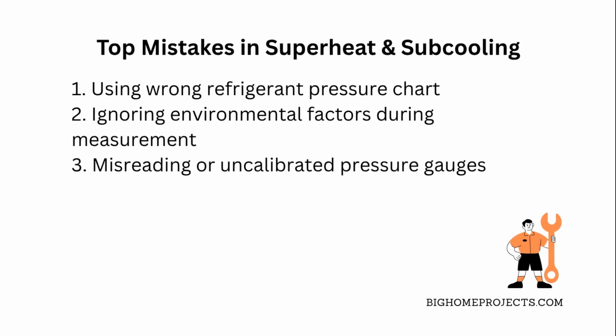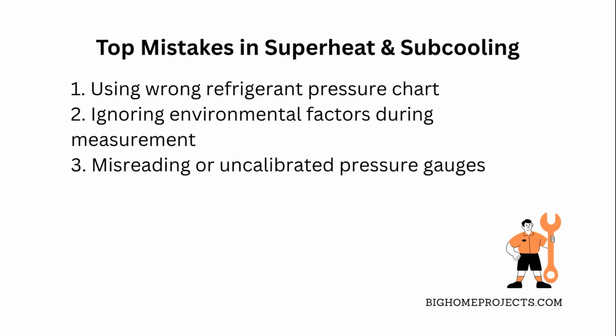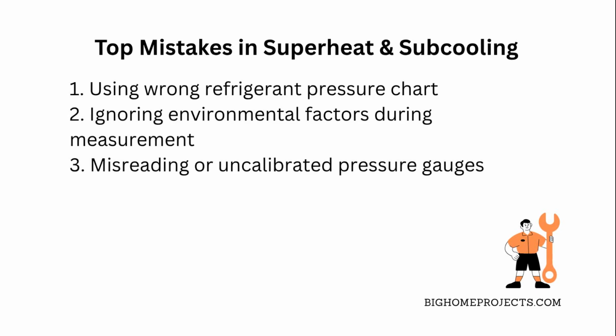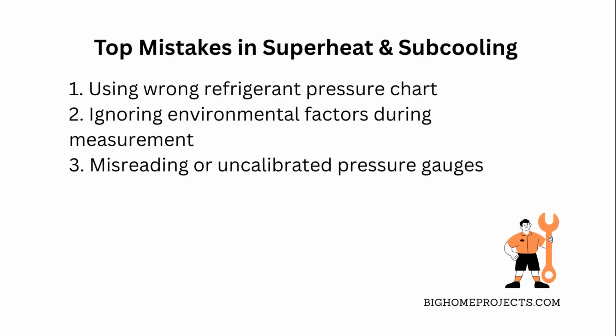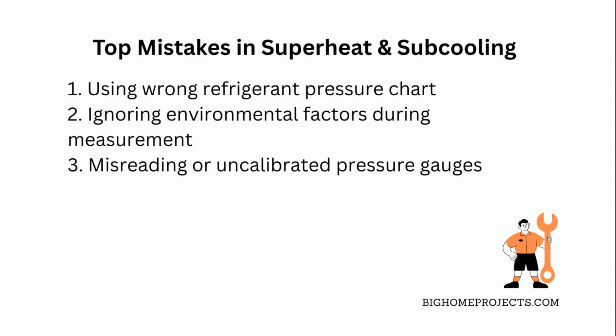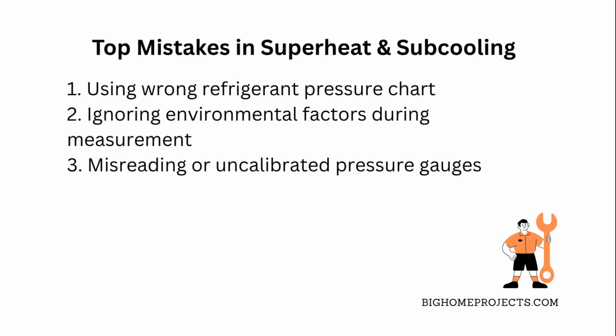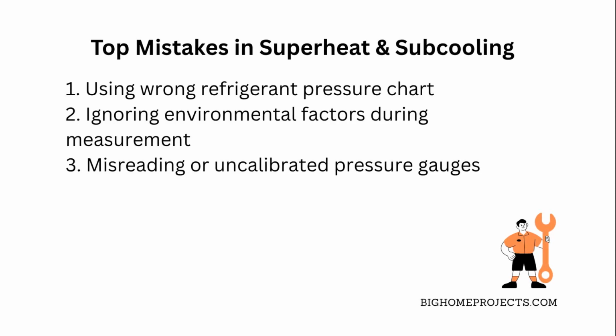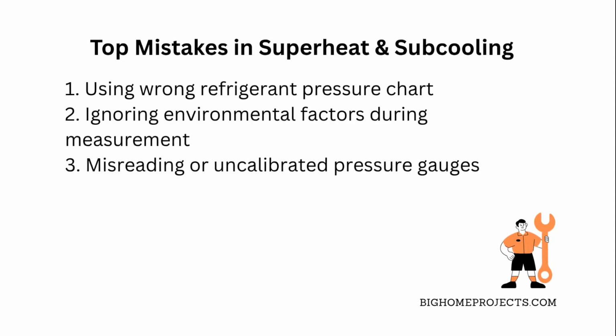Another common slip-up is ignoring environmental factors like ambient temperature, which can throw off your readings. Just make sure you take measurements when the system is stable and conditions are normal. Lastly, people often misread pressure gauges or don't calibrate them properly, so you get bad data. To avoid this, use quality gauges and double-check readings for consistency.